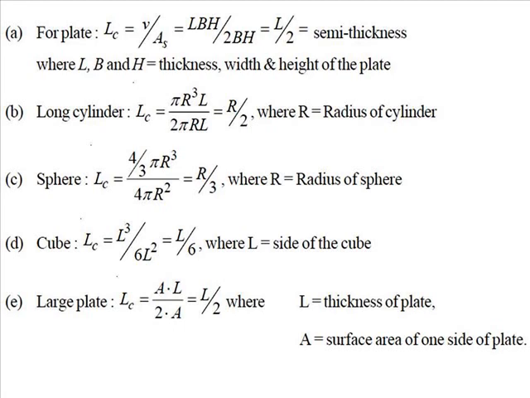In the same way, for the long cylinder, the value of Lc is pi r square L divided by 2 pi RL, that is R by 2, where R is the radius of the cylinder. For a sphere, the characteristic length is R by 3. For a cube, the characteristic length is L by 6. For a long plate, the characteristic length is L by 2, where L is the thickness of the plate and A is the surface area of one side of the plate. I hope it is very clear to you how to calculate the characteristic length for unsteady state heat transfer.